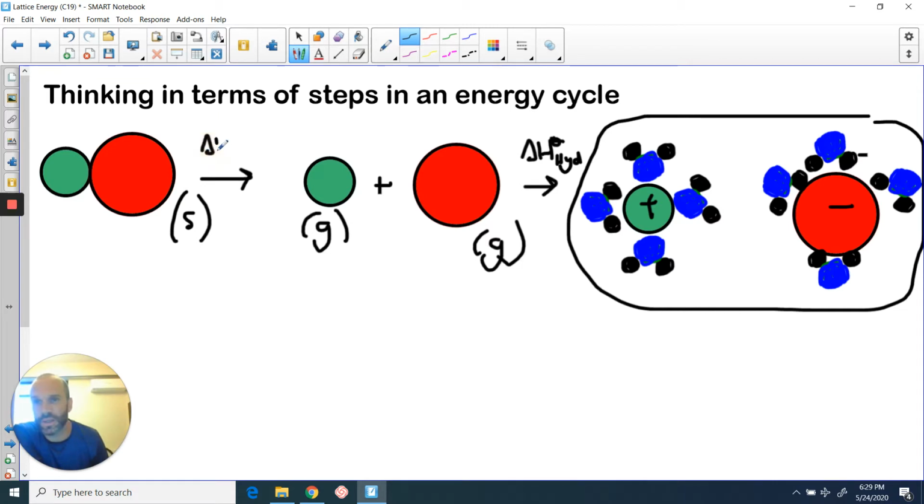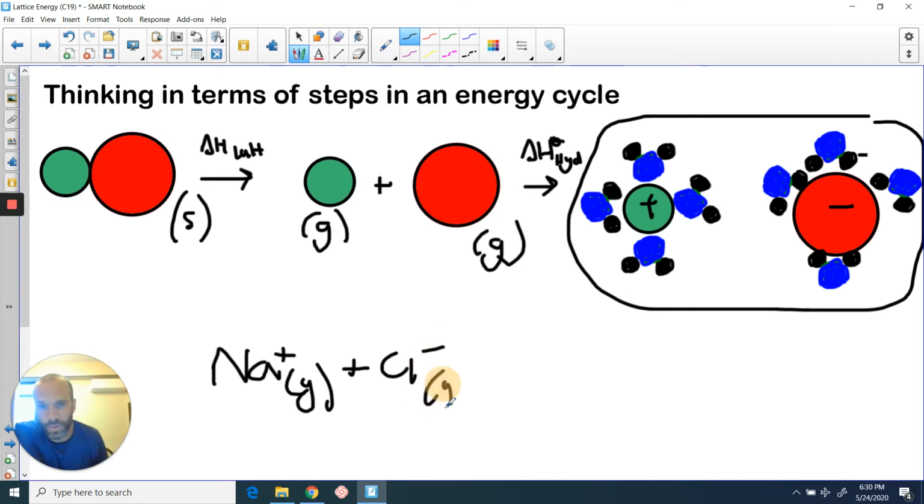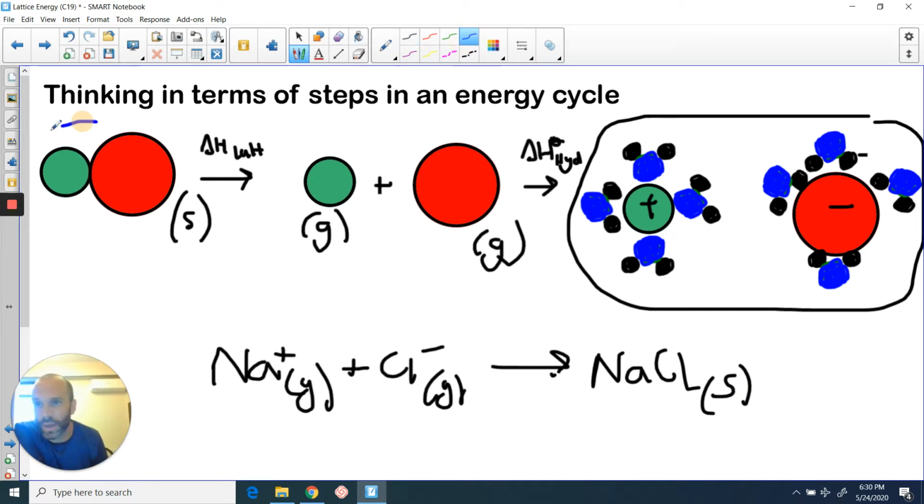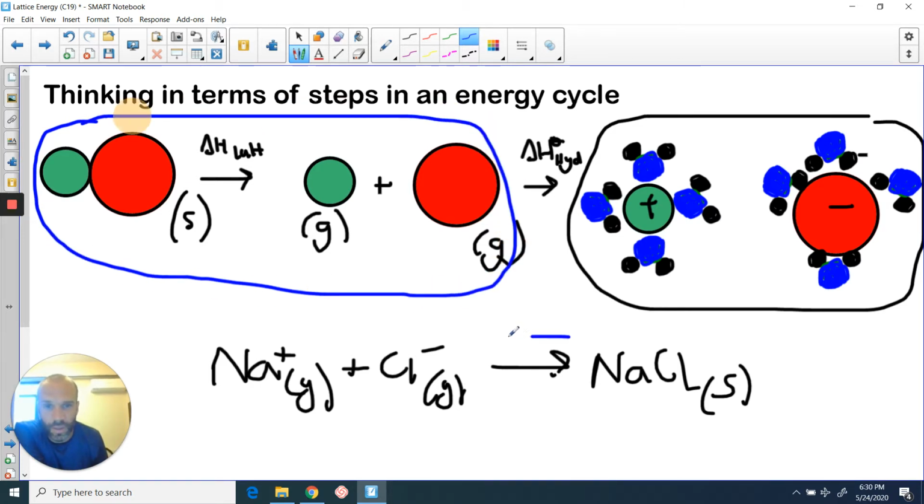So this would actually be the delta H lattice, although it's the opposite way that we defined it when we were studying lattice energy. Okay, when we studied lattice energy, we looked at it in terms of going from the scattered gaseous ions, like so, to the lattice itself, to the solid in its standard state, NaCl solid. Now what's going on in this step here is going from the solid to the scattered gaseous ions. So effectively, it's going that way, and that's why it's really important to understand what's going on with symbols.